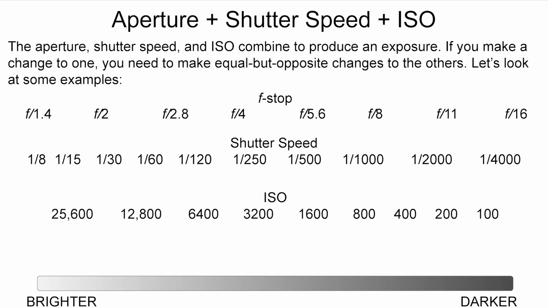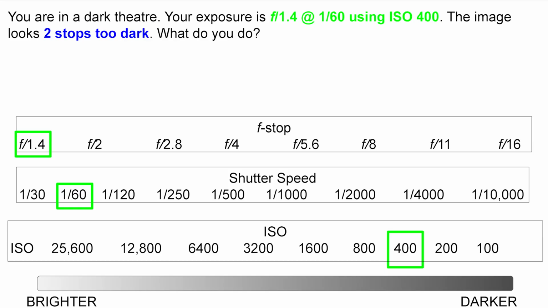So let's take a look at a few possible examples here. Our first example says we're shooting in a dark theater. We are at f1.4, we're shooting at 1/60th of a second, and our ISO is 400. But it's underexposed, it's too dark, and we feel like it's about 2 stops too dark. What are we going to do about this? Well, there's more than one answer to this. Let's see how many you come up with.